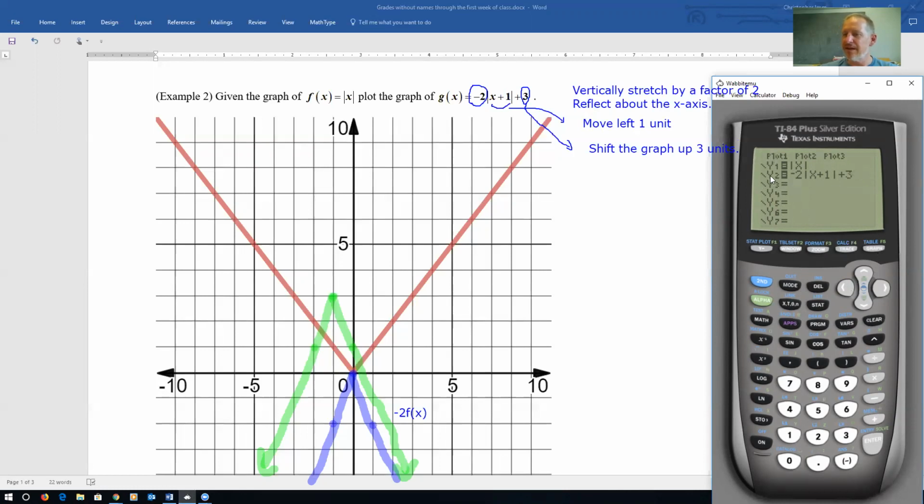Hopefully things will be the same. Let's hope. I'm going to plot this new graph over here, maybe a little bit bolder. There we go. Let's graph these. So there's my first graph. My second one looks just like it. It has actually been stretched out by a factor of 2. It's been moved over 1 to the left and up 3, and it's been flipped over the x-axis.